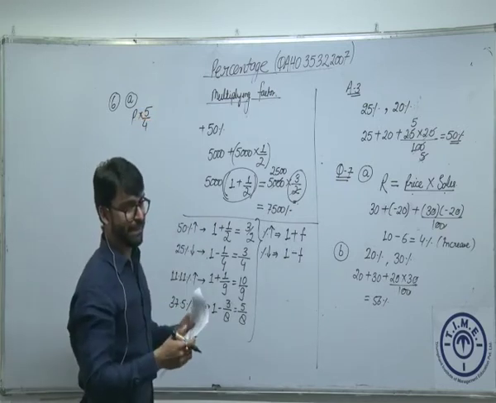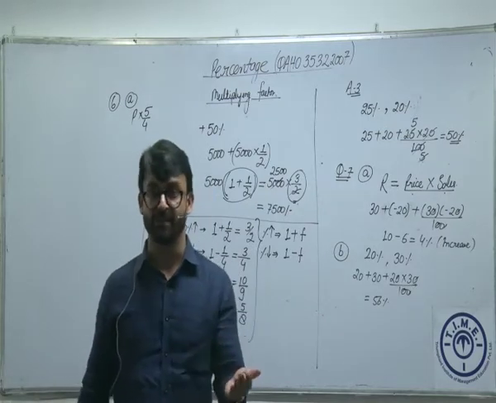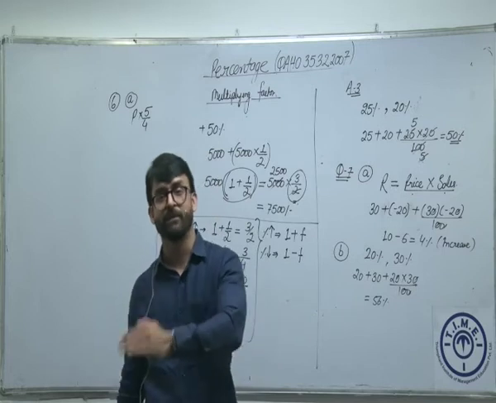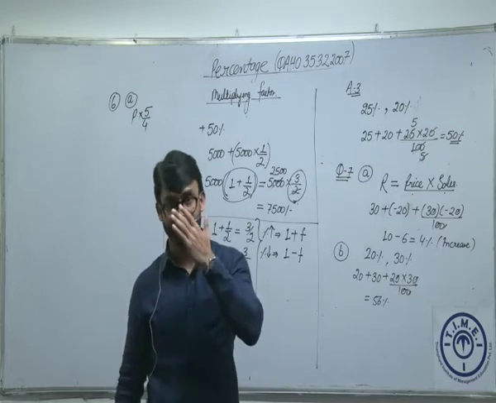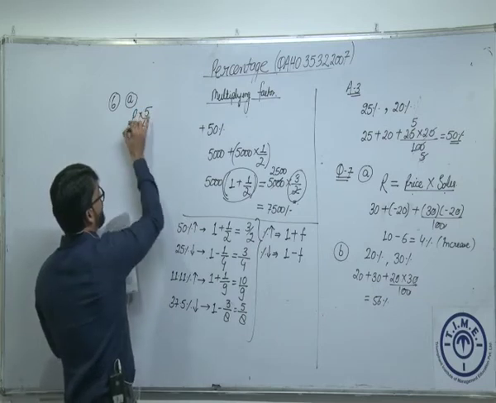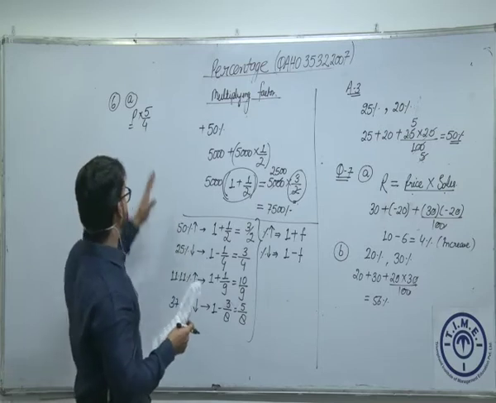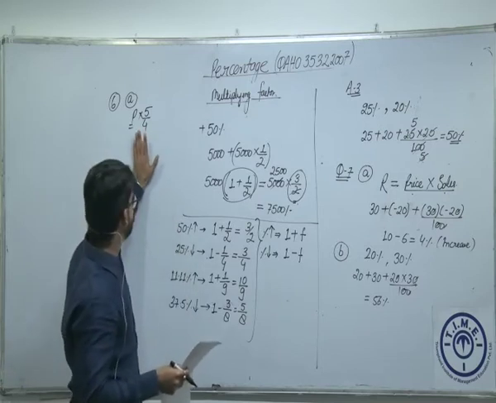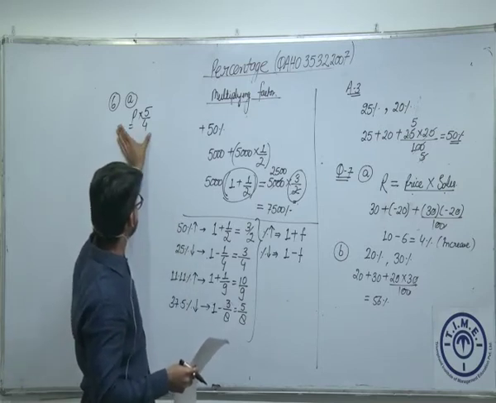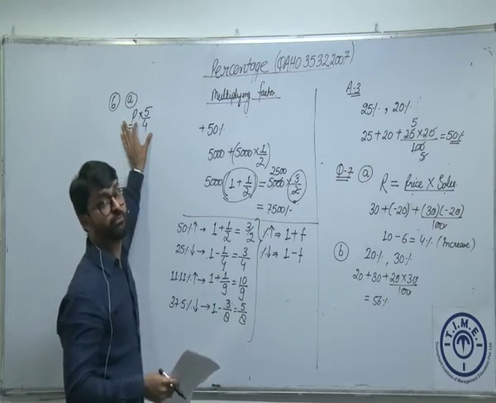I'll repeat myself. 25% increase is 1 by 4 increase. Anything is always 1 times of itself. 1 plus 1 by 4 is 5 by 4 times. Now what exactly the question is saying? I want to keep it to P only. Now we understand, if I multiply this expression by a certain number to make it P, that number should be what?